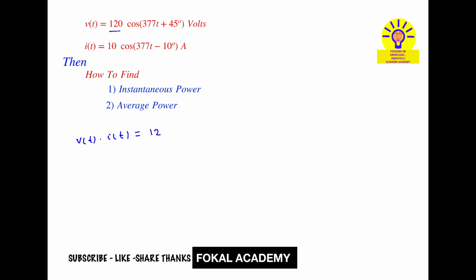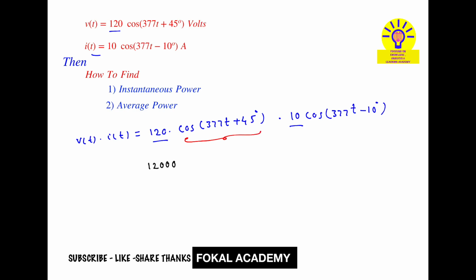So this is v(t): 120 into cos of 377t plus 45 degrees, into, next, i(t) is 10 into cos of 377t minus 10 degrees amperes. So 120 into 10 is nothing but 1200. Now it is in the form of cos A into cos B.